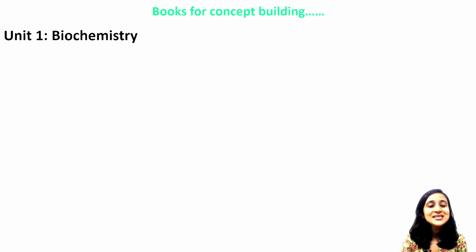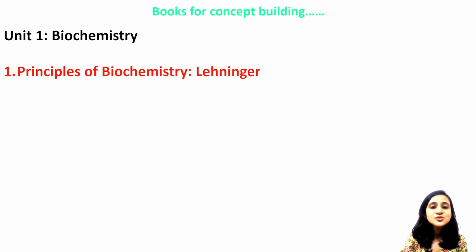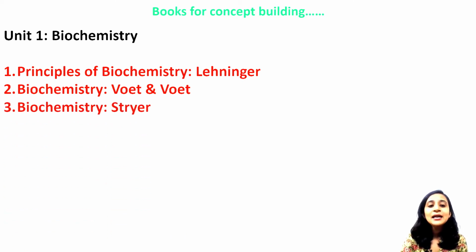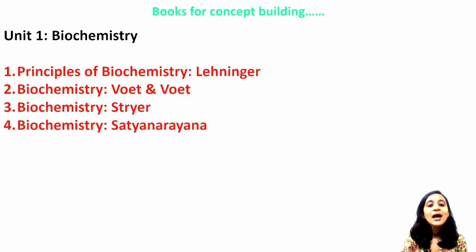So first one is the unit 1, that is biochemistry. So here first book is Principles of Biochemistry by Lehninger. Second, Biochemistry by Voet and Voet. Then Biochemistry by Stryer. And then Biochemistry by Satyanarayana. And yeah, please don't judge Indian books always. Satyanarayana is one of my favorite books. It has a simple language and conceptually also this book is very good. So among these 4 books, my favorite is always Lehninger.